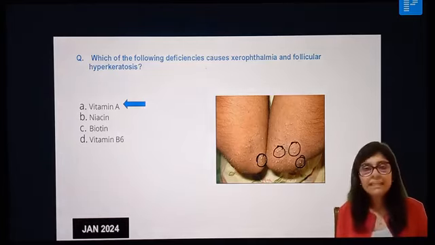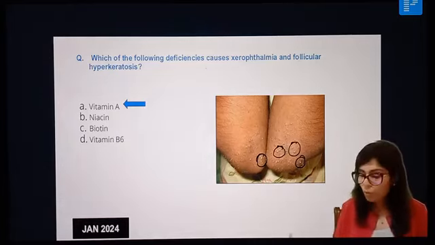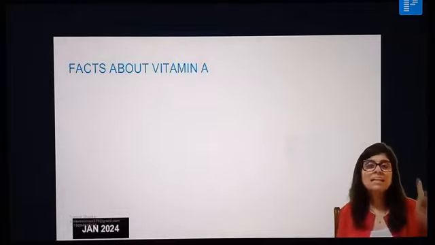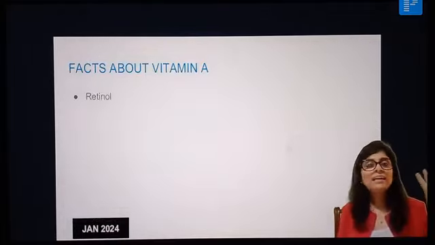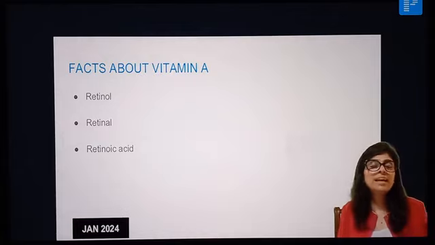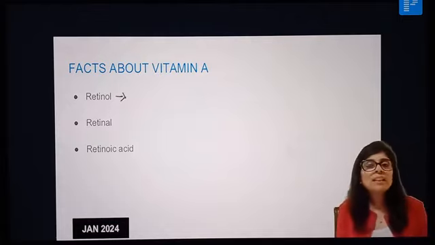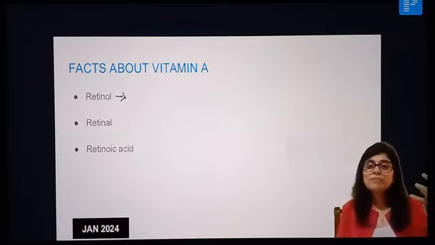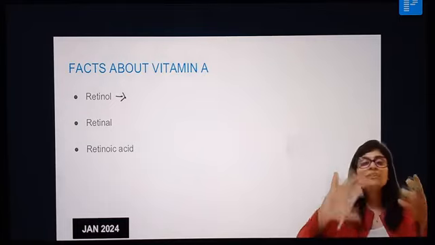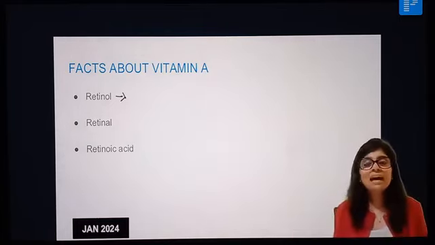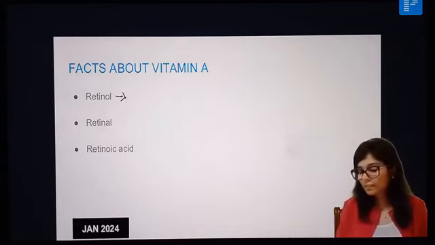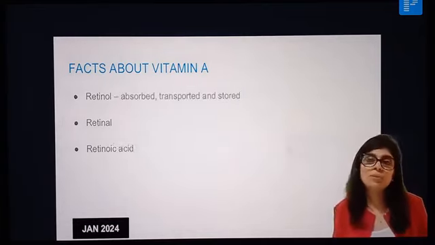Okay, so now let me tell you all about vitamin A. What are the three forms of vitamin A? The alcohol form retinol, the aldehyde form retinal, and the acid form retinoic acid. Now what is the significance of all these three forms? The alcohol form retinol is the form in which vitamin A is absorbed, transported and stored.